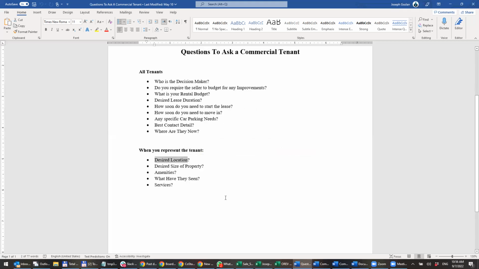Location is critical, but don't just ask where do you want it. Ask why do you want it over there? Is there any specific reason? Is there any specific limitation? What happens if I find you a great deal that is a little bit outside that area? Understanding the reasoning behind the location that they're asking for is really going to help you find them what they need in the best way.